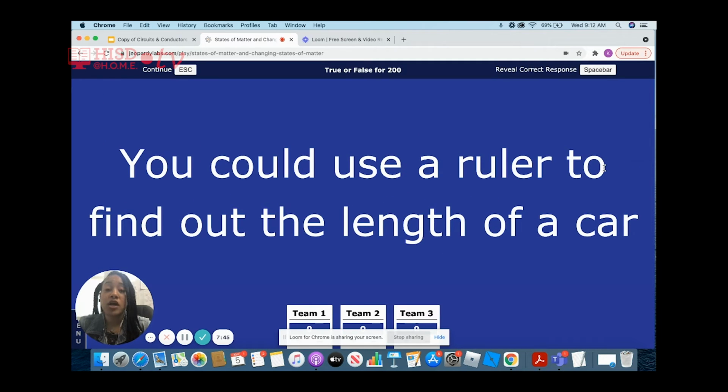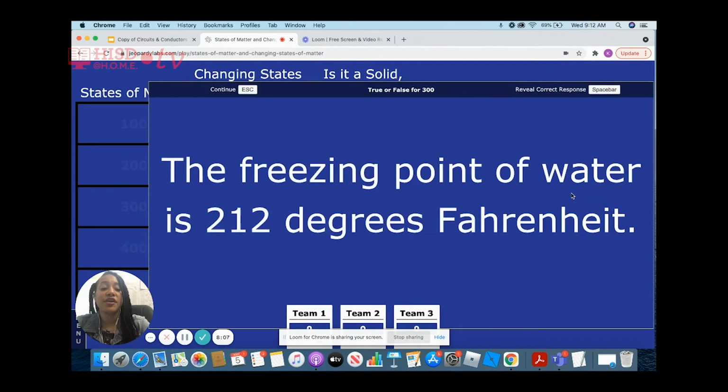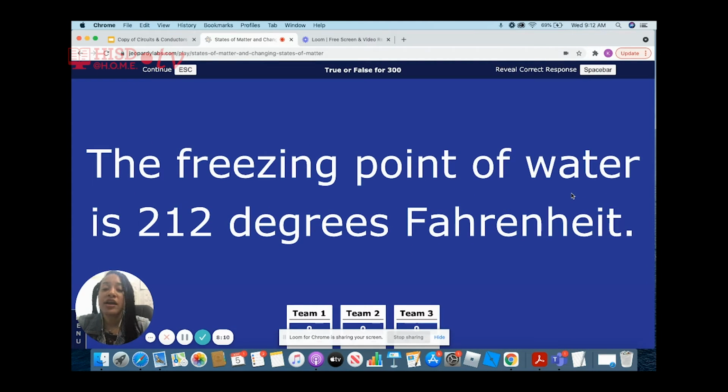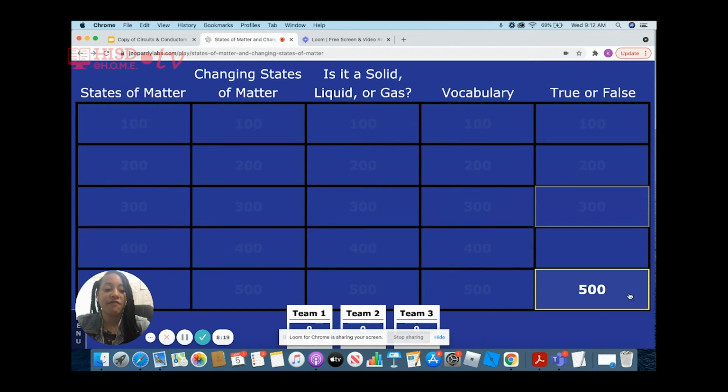True or false for 200. You could use a ruler to find out the length of a car. That would be false. You could use it to find the length, but it would take a very long time, so it wouldn't be the best option. You would have to do it over and over. So for 300, the freezing point of water is 212 degrees Fahrenheit. That is true.